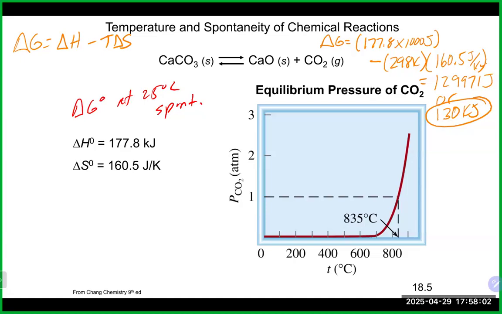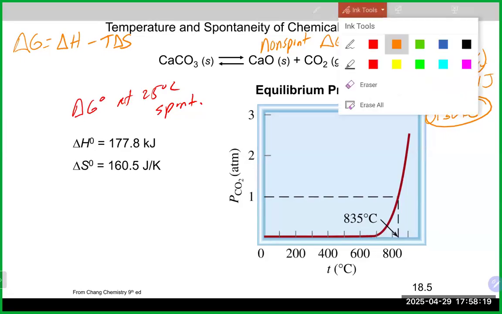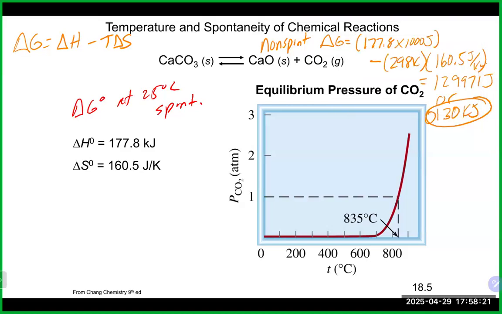Is this reaction spontaneous at 25 degrees? This reaction is not spontaneous. It's non-spontaneous here, as we have a delta G that has a positive value. Now, in this particular case, could we actually figure out when this reaction would become spontaneous? And the answer is, yeah, we could do that.